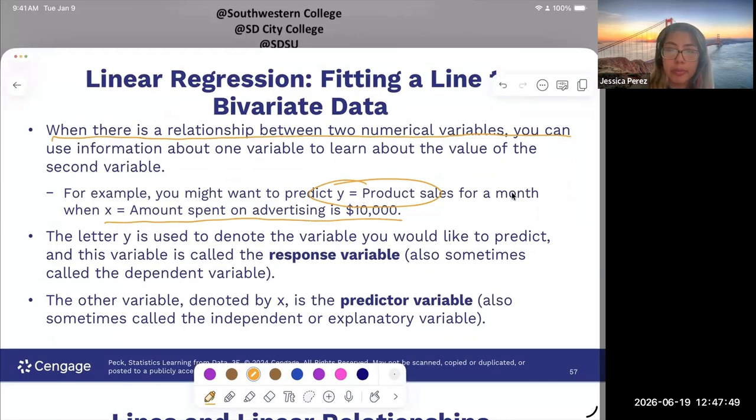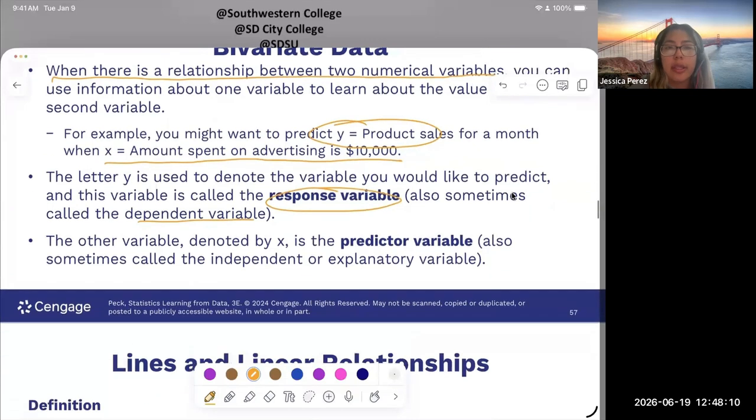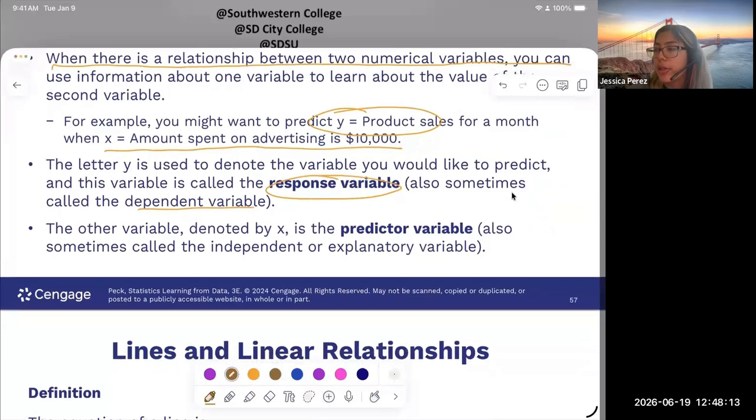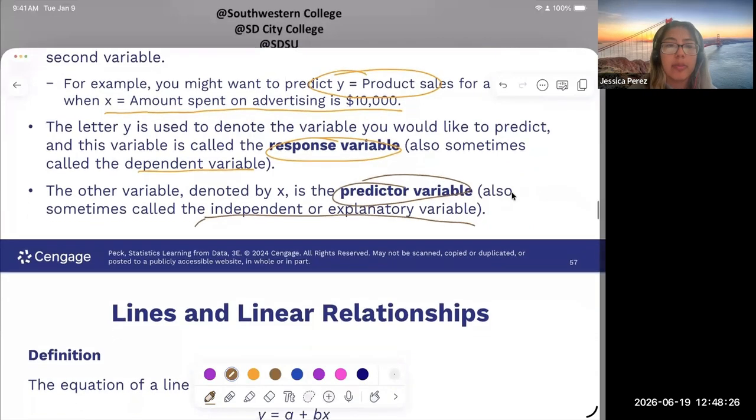So if you know one variable, the independent variable, you can find the response variable. The letter Y is used to denote the variable you would like to predict, and this variable is called the response variable or the dependent variable. The other variable, denoted by X, is called the predictor variable, the explanatory variable, or the independent variable. So X is the independent or explanatory variable, where Y is the response or dependent variable.